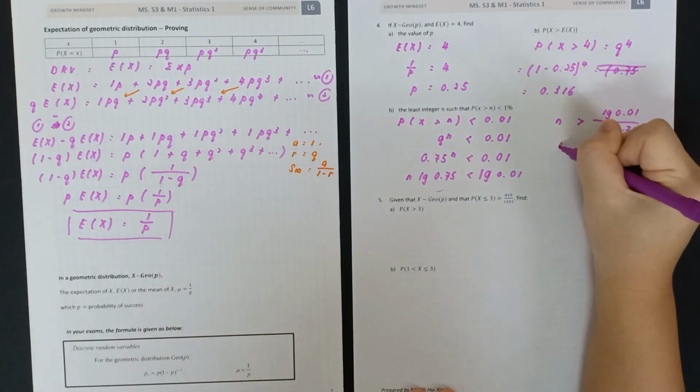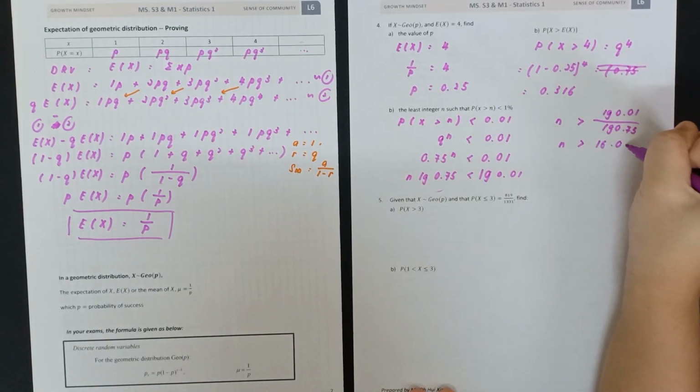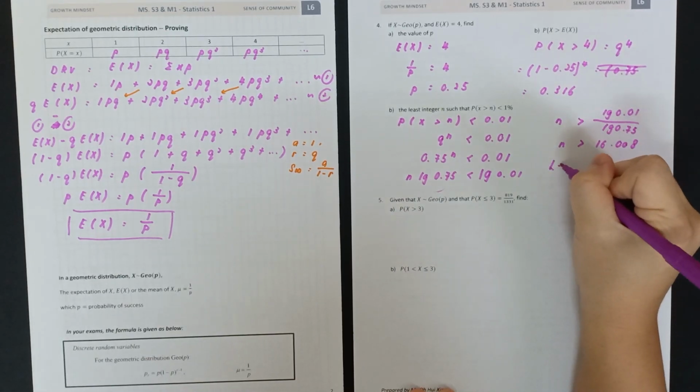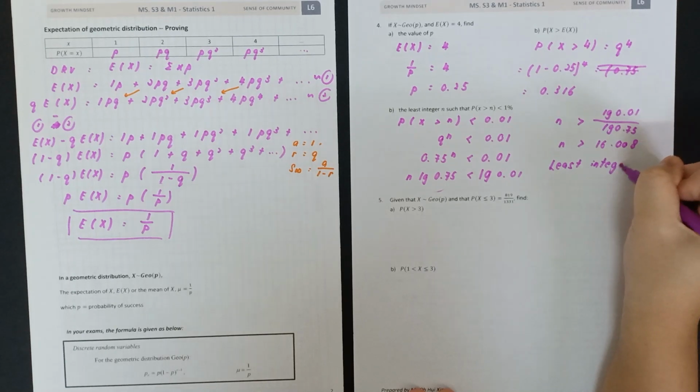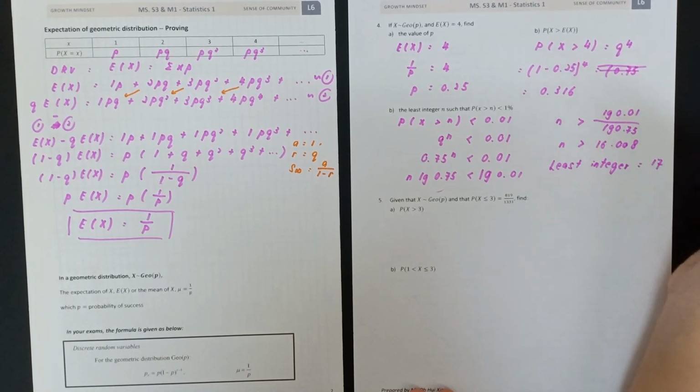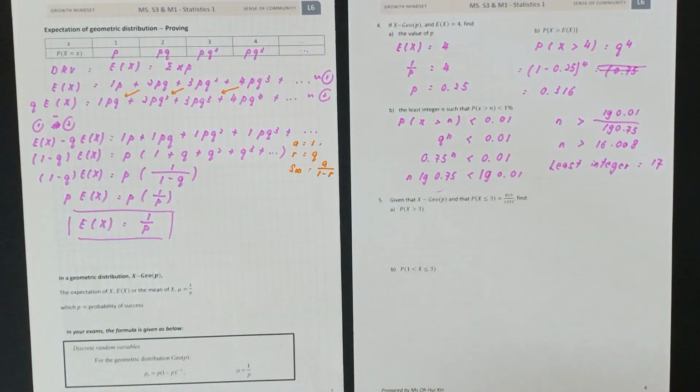Okay, then I'll get n greater than 16.008, so my least integer here will be equal to 17. Okay, the least number that satisfies this value. So it's 17. Okay, number 5.